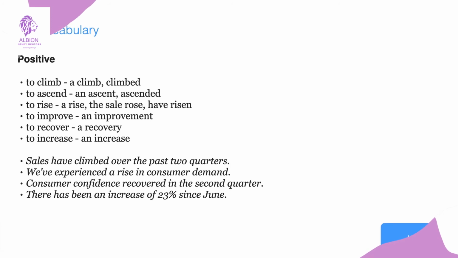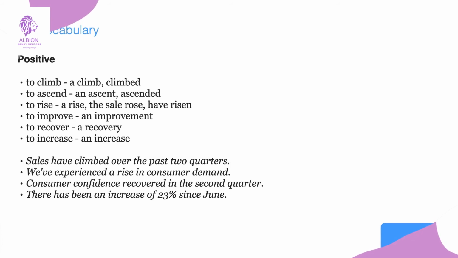Key vocabulary. Positive. Let's think about some positive phrases for how we describe a graph. So sales climbed. This is positive, they're going up. To ascend. Sales ascended dramatically. See the adverb, dramatically. To rise. Sales rose. Sales have risen. To improve. It's an improvement on last year. Sales have improved.